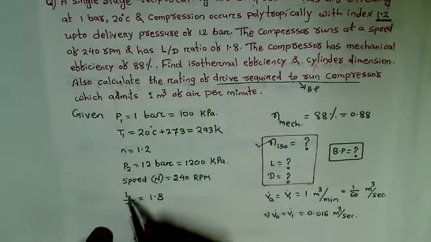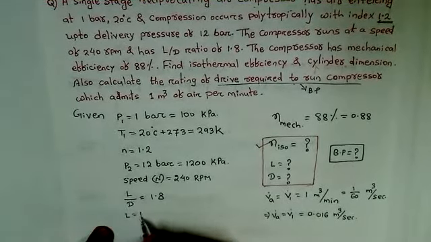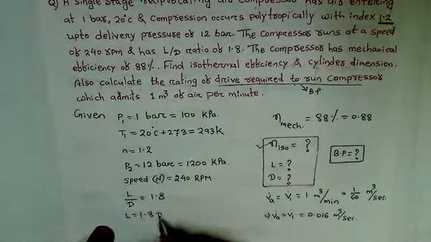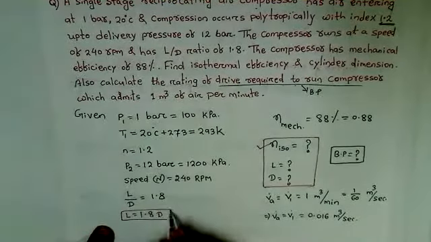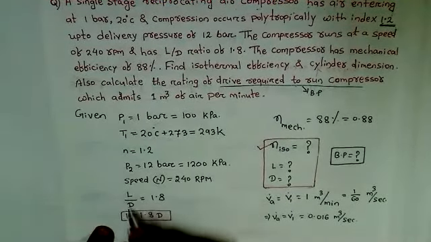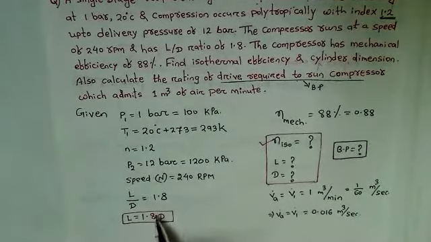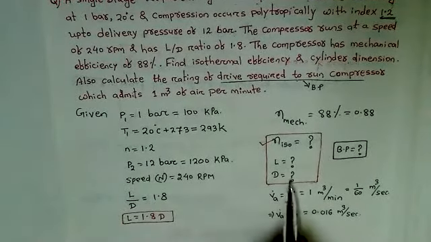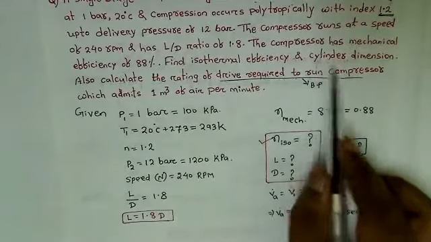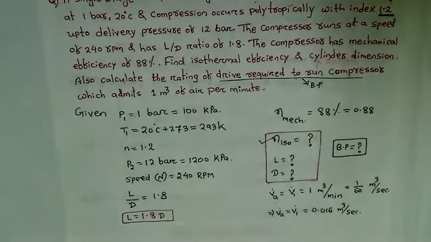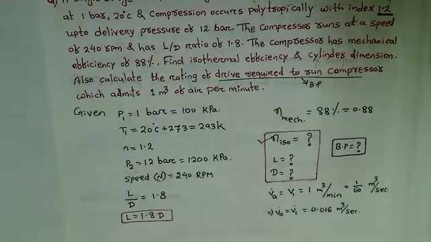From here we can write length equal to 1.8 d, because L by D is 1.8, so L equal to 1.8 d. But what is the value of L? What is the value of D? We have to calculate. This is called the cylinder dimension. Can you guess how to calculate it? Because this is a new type of question.